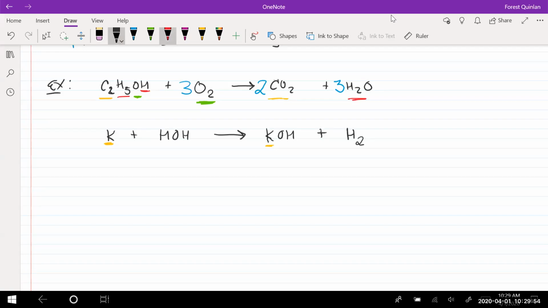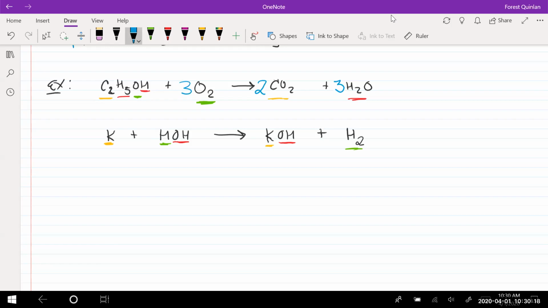I see an OH and an OH. Do you see? Yes. So I have 1 OH on the left and 1 on the right. So that's good. But then, how many H's do I see? 2 on the right, but only 1 on the left.